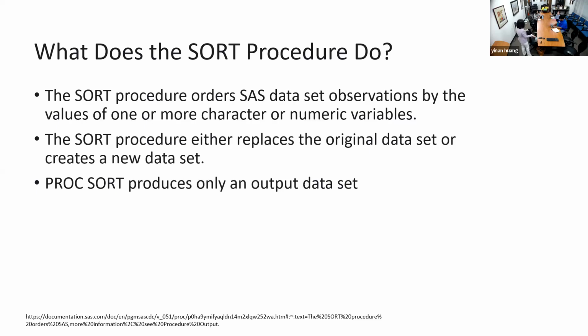As a clinician, you may want to see all the patients' BMI levels, from the smallest to the largest. We can get to know what the percentage of obese patients is, and what the percentage of underweight patients is. So the sorting procedure is a really commonly used procedure. It allows us to order SAS data observations by the value of one or more character or numeric variables. It usually deals with numeric values.